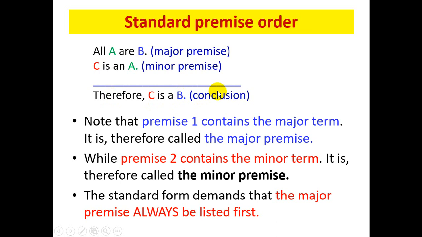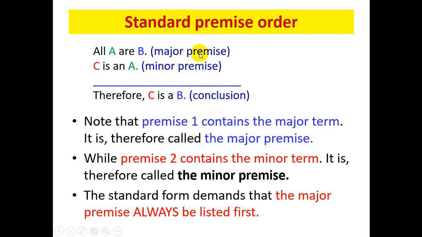So what about the major term? The major term here is B. Why? Because it is the predicate of the conclusion. The minor term is C. Why? Because it is the subject of the conclusion. What is the middle term? The middle term is A here. Why? Because it doesn't appear in the conclusion. Again, we stated this before. Then, we usually start with the major premise, followed by the minor premise, followed by the conclusion.